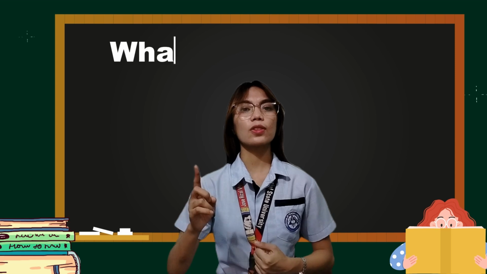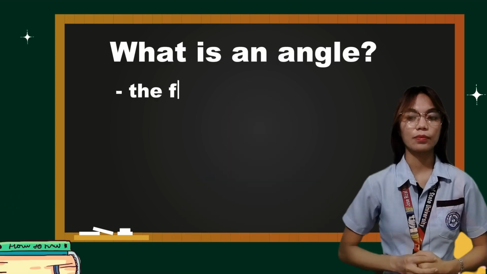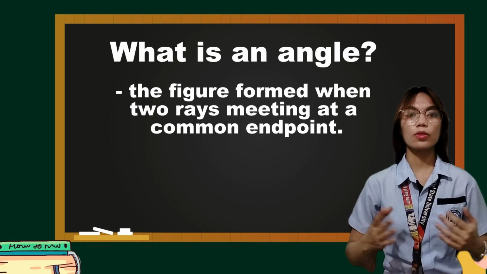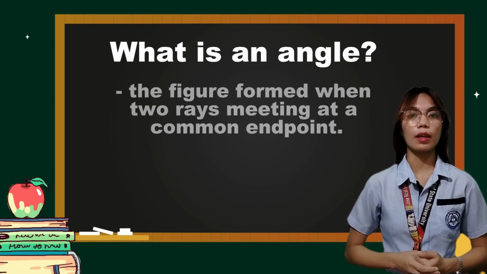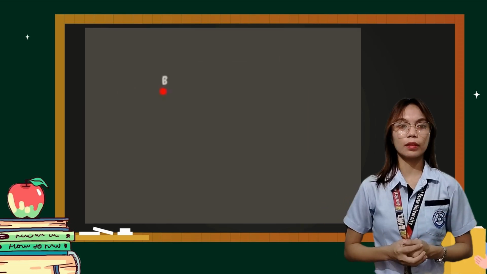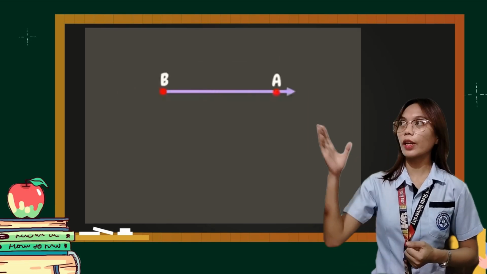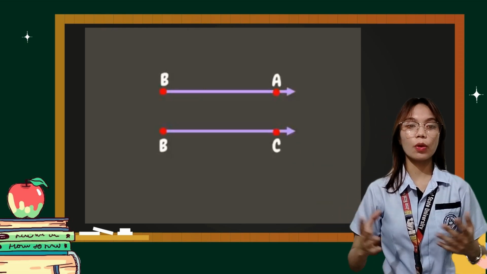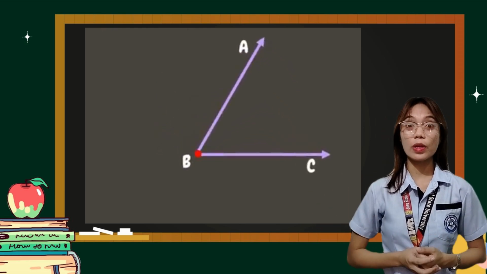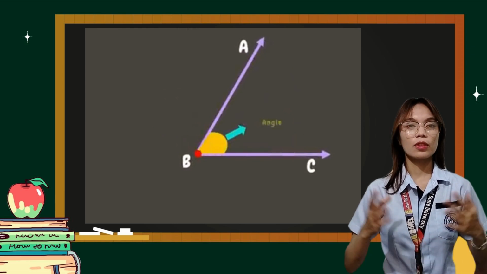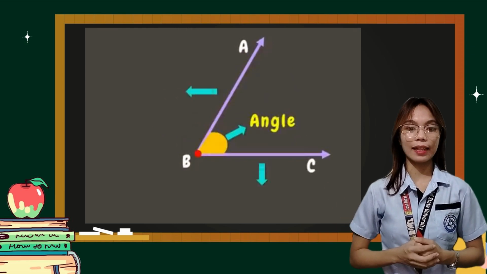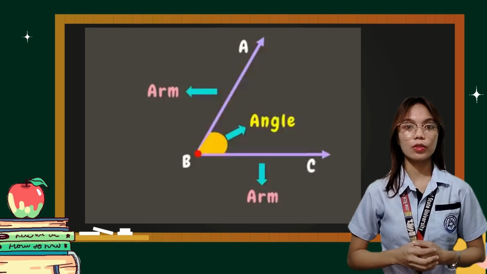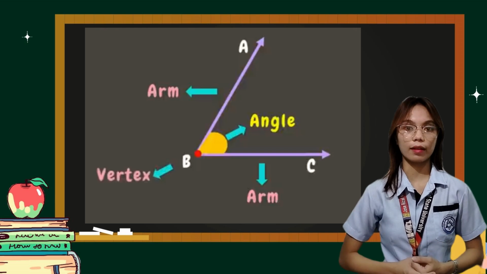Now, let us first define what is an angle. An angle can be defined as the figure formed when two rays meet at a common endpoint. For example, we have here ray BA and ray BC. So if we join these two rays together, we form an angle. The two rays are called the sides or arms of an angle, while the common endpoint where the two rays meet is called the vertex.